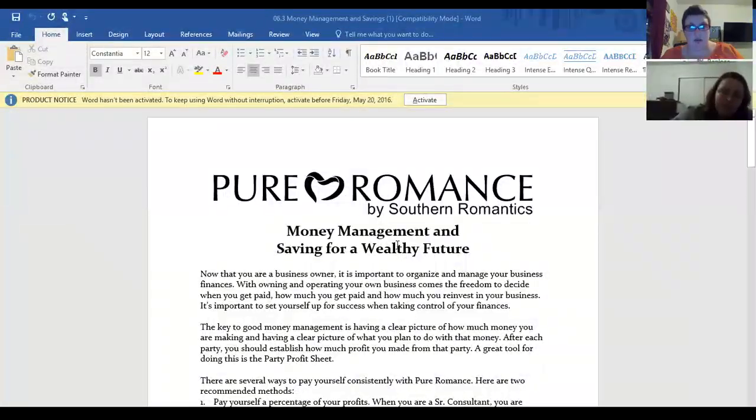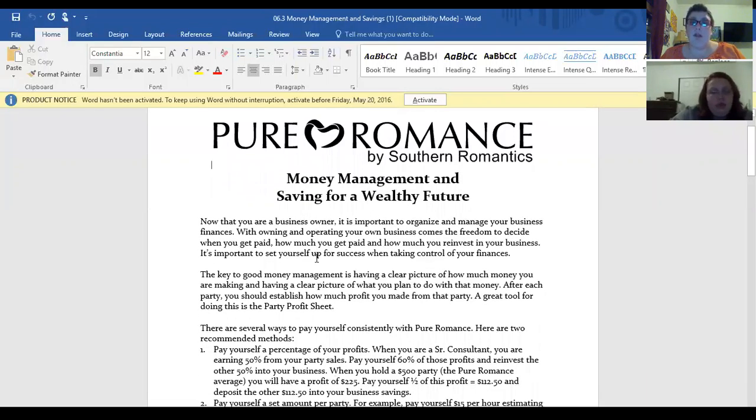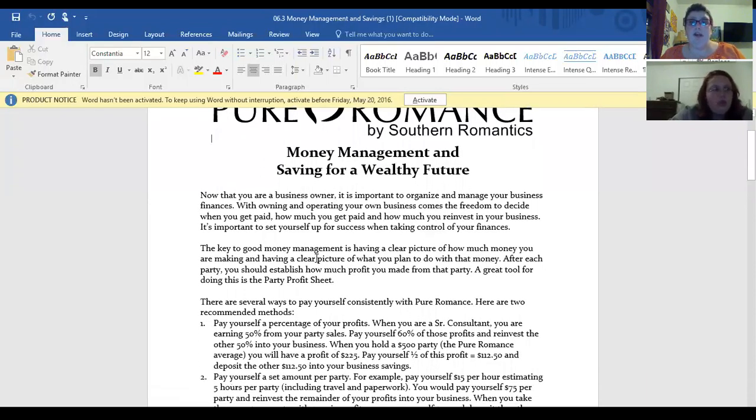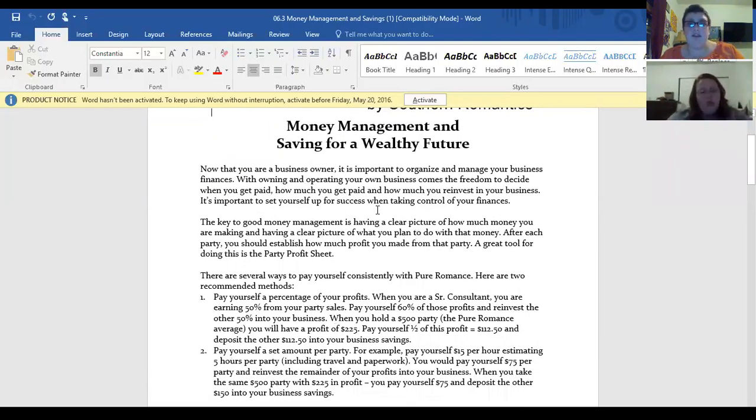Okay, so money management and savings. We're going to share money management and savings. Ooh, big fancy handout. Money management and savings for a wealthy future. Now that you're a business owner, it's important to organize and manage your business finances. With owning and operating your business comes the freedom to decide when you get paid, how much you get paid, and how much you reinvest in your business. It's important to set yourself up for success when taking control of your business.